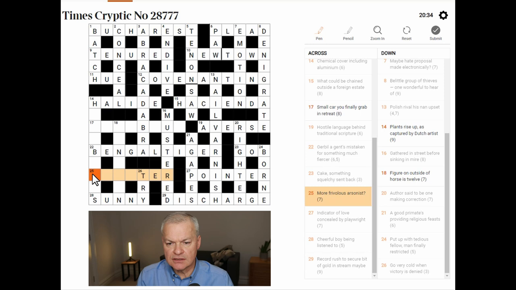Let me come back to this plant, because we do now have the S confirmed. So the Dutch artists is probably Hals. But does it begin H-A-L, or is the L at the bottom? We're looking for a word meaning plants. Rise up as, captured by Dutch artists. As, I think, is significant. In that, I think it probably is in the answer, as.